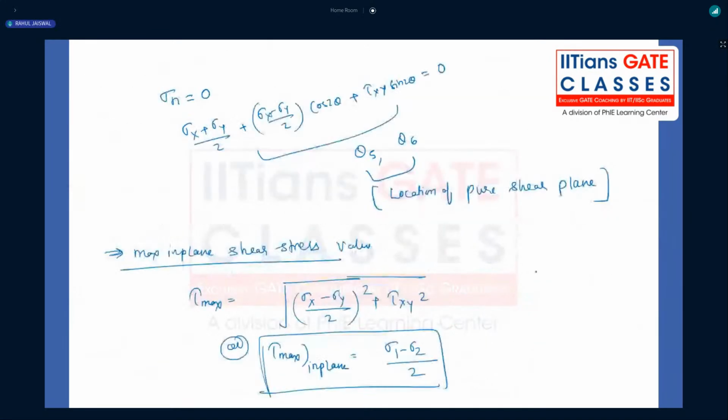Now, please make a note of it. This particular value will also be called the radius of Mohr circle. When we start our discussion on the Mohr circle, you will come to know that this is the maximum shear stress value. We are calling that the radius of Mohr circle.